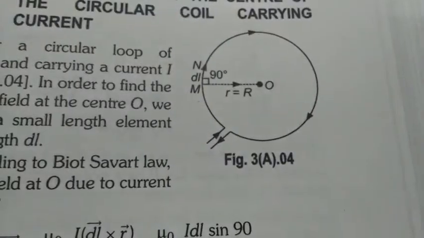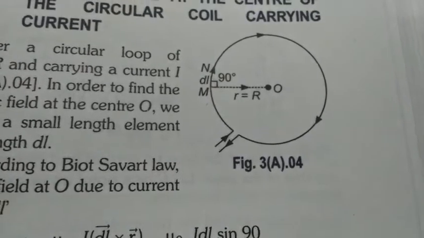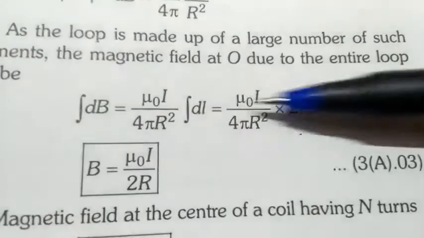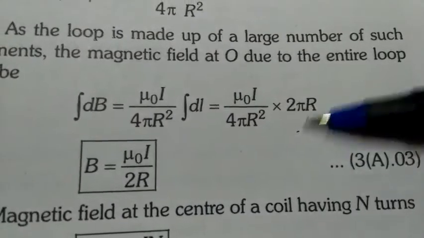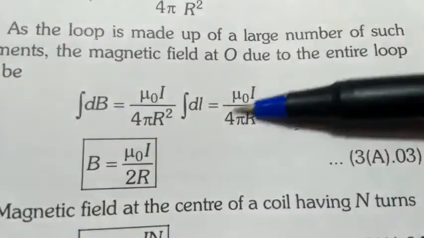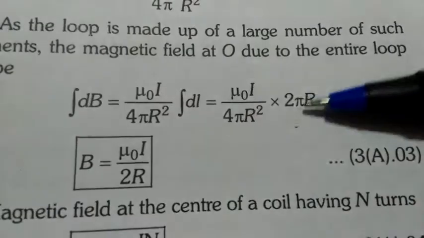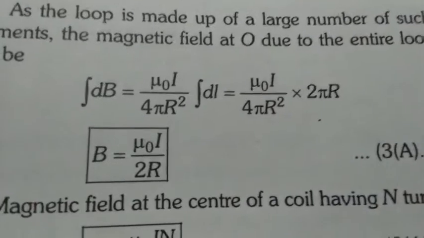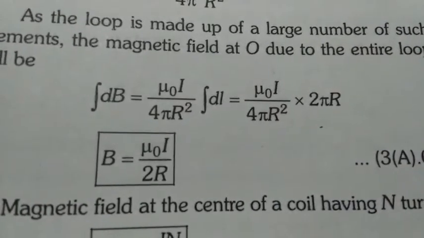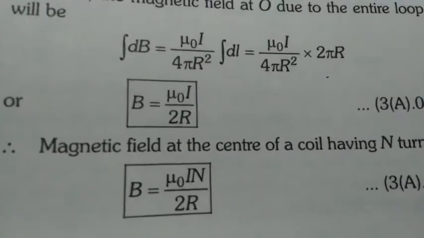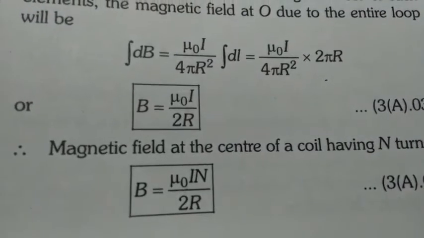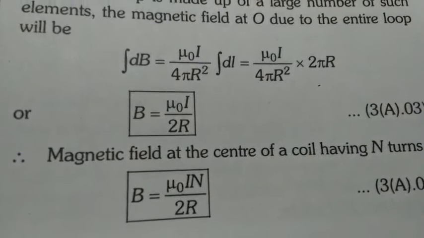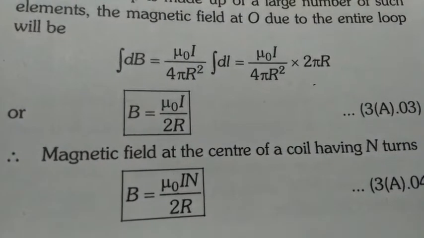And what is the formula for perimeter of a circle? It is 2 pi r. So in place of integration of dl, we will put 2 pi r. Here 2 and 4 will cancel, pi and pi will cancel, one r and one r will get cancelled. So we have B equals mu naught I upon 2r. This is the required magnetic field at the center O due to the current carrying circular loop.